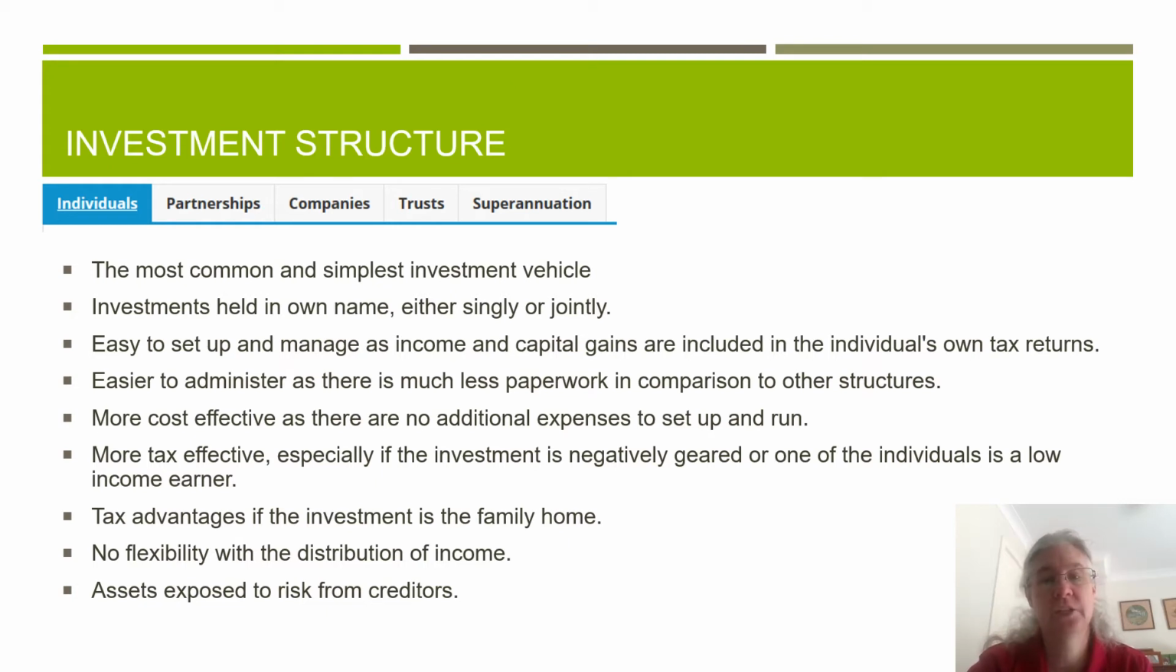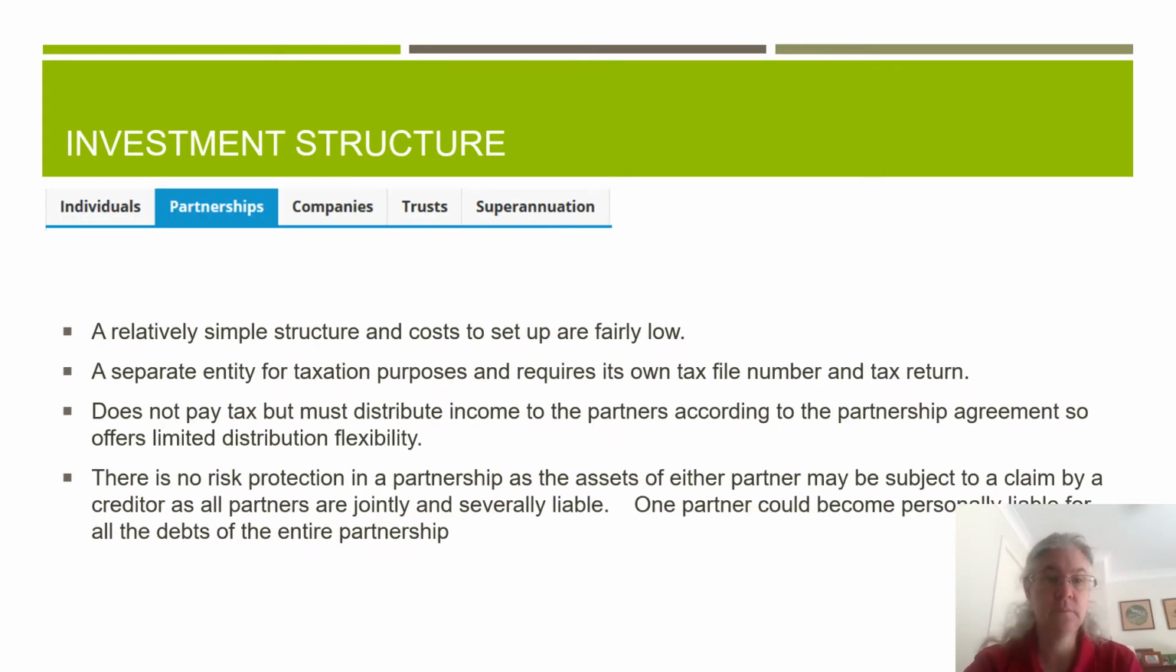Let's go and look at partnerships. So this is quite a simple structure, fairly low cost to set up. It's a separate entity for tax purposes. So the partnership has its own tax file number, lodges its own tax return. The partnership itself doesn't pay tax. What it does is it splits the income between the partners according to the partnership agreement. So there's limited distribution flexibility there.